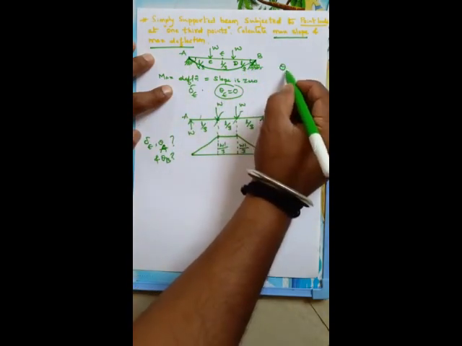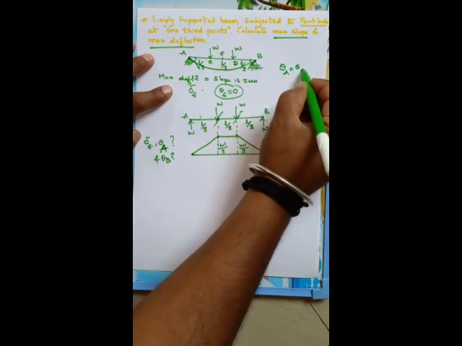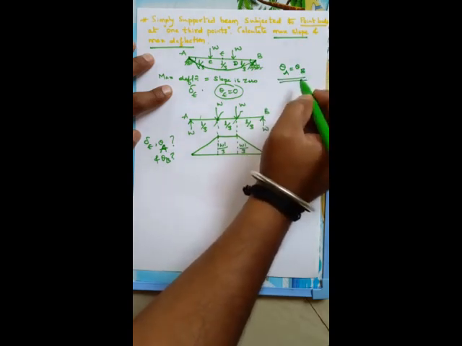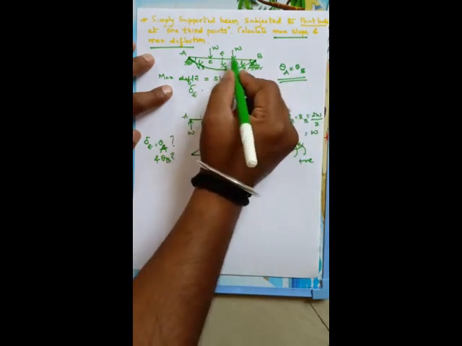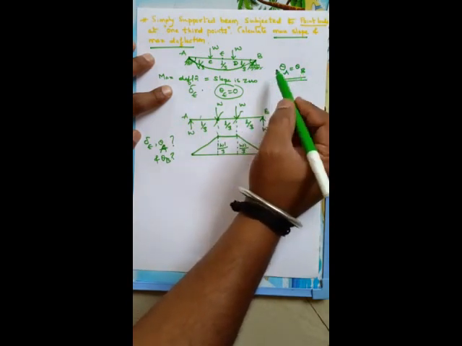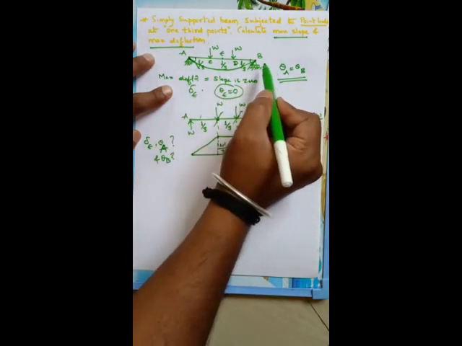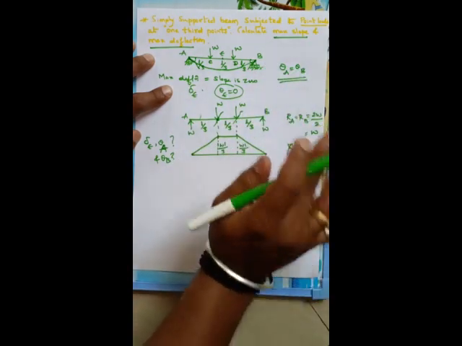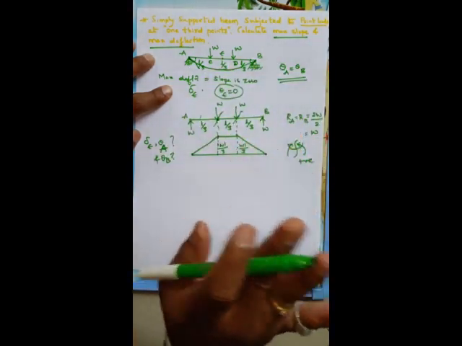So here theta A is always equal to theta B. Why? Because it is symmetrical loading. If the loading is unsymmetrical, then theta A will not be equal to theta B. So if you find either theta A or theta B, that is sufficient. Both are the same and those will be the maximum.